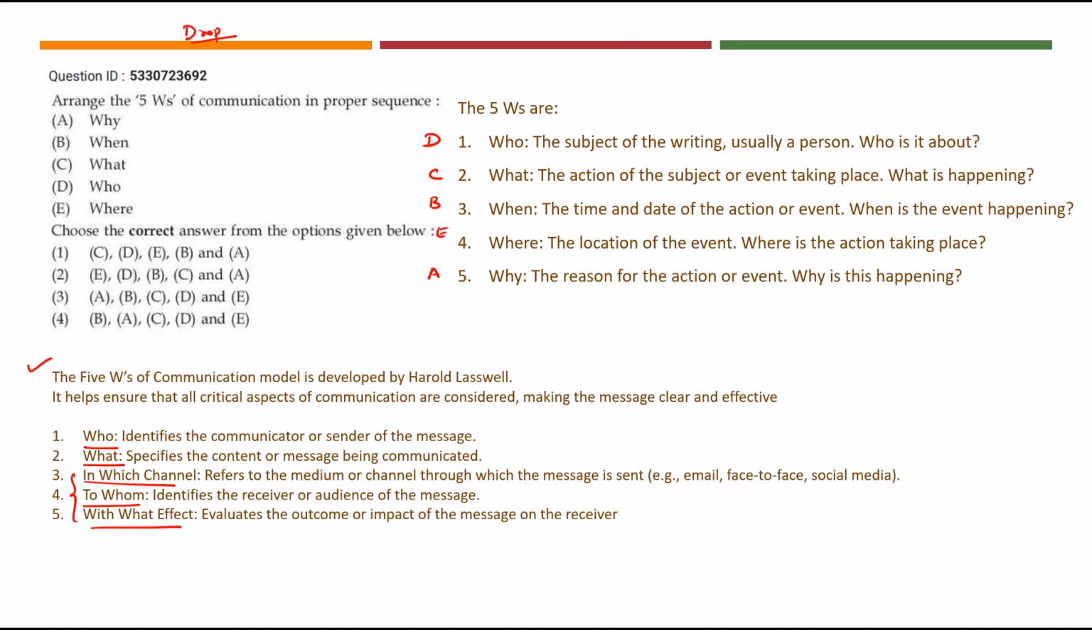So who identifies the communicator or sender of the message. What is about the content or message being communicated. In which channel refers to the medium or channel through which the message is sent. To whom identifies the receiver or audience of the message. With what effect? It actually evaluates the outcome or impact of the message on the receiver. Though this part is not related to this question, you can use it in your preparation.